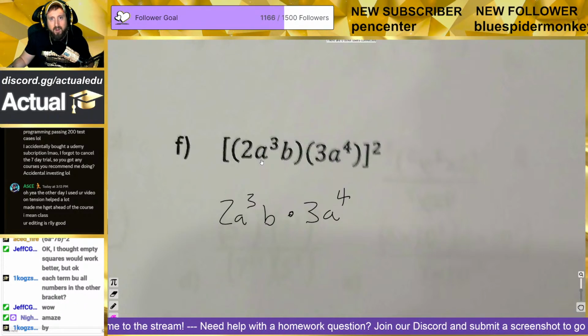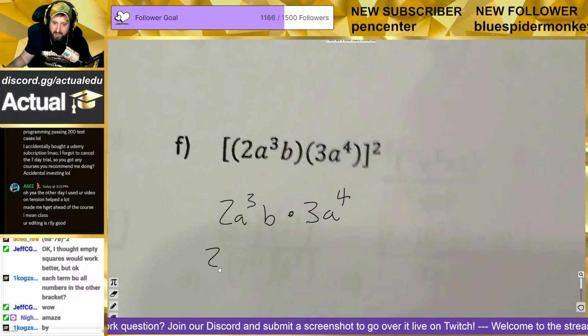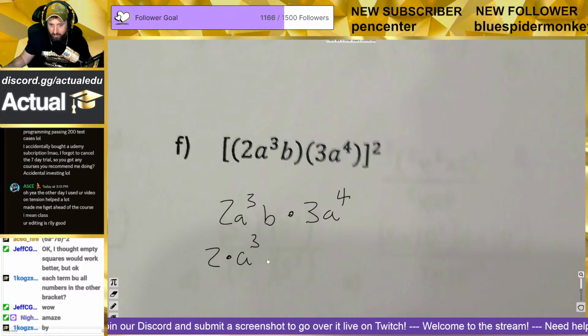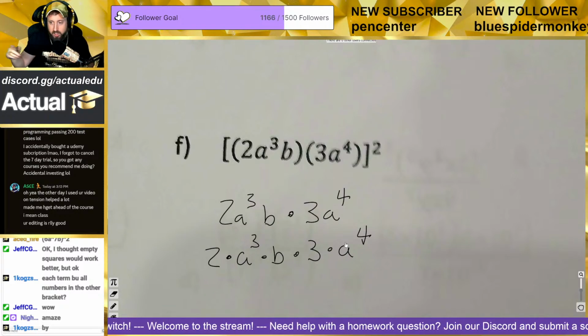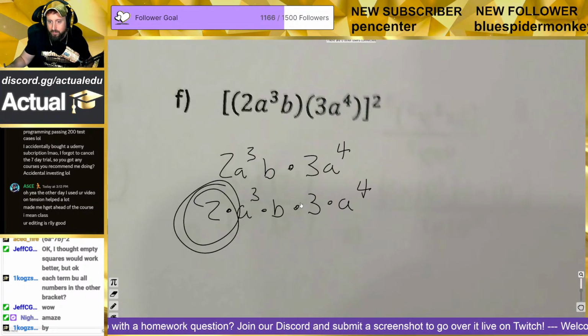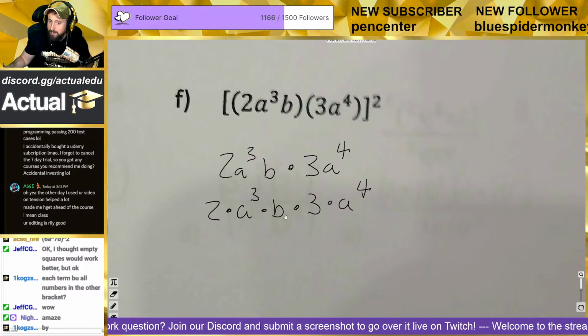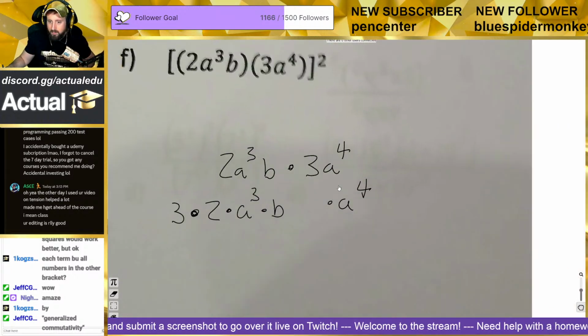Each term by all numbers in the other bracket. Yeah, okay. When you have 2a to the third b, that's the same thing as 2 times a to the third times b. And then all this is times 3 times a to the fourth. There's a cool property in multiplying numbers: if you have a bunch of numbers being multiplied by each other, you can put them in any order you want. So I'm going to take the 3 and put it over here.